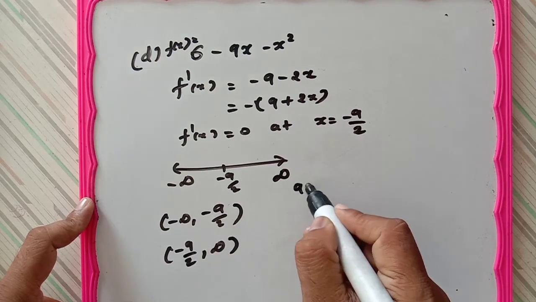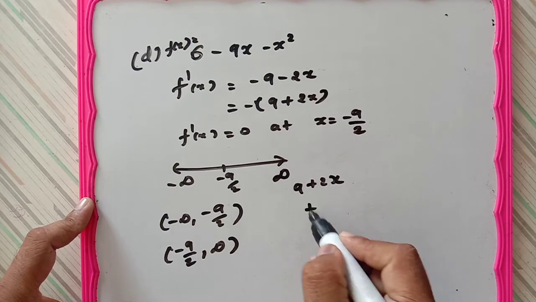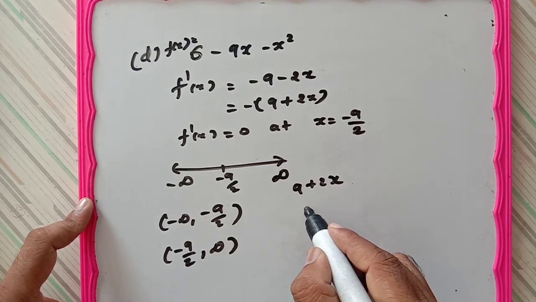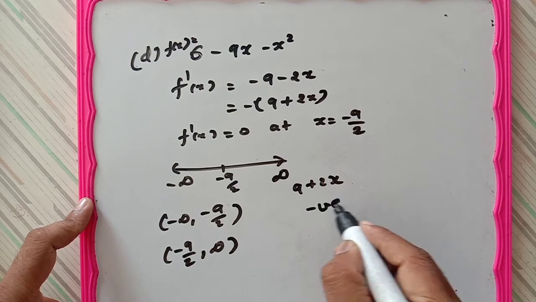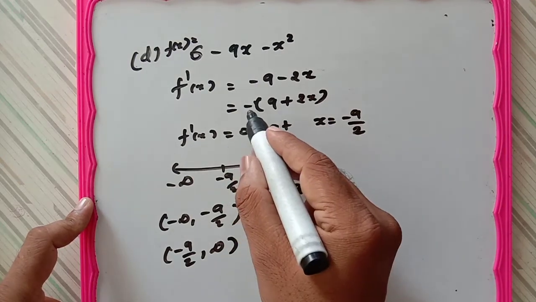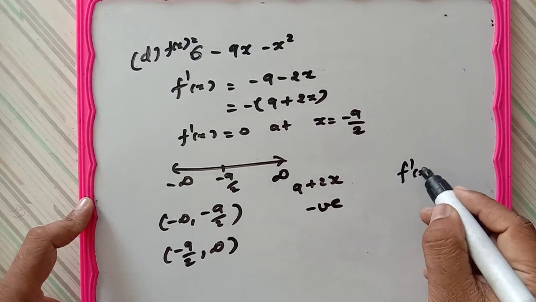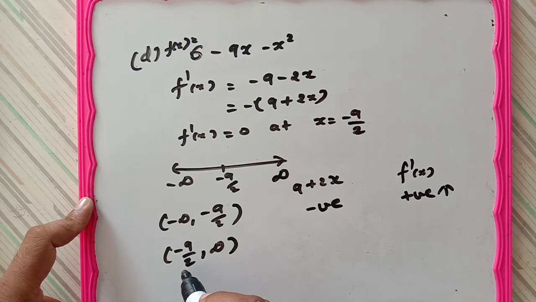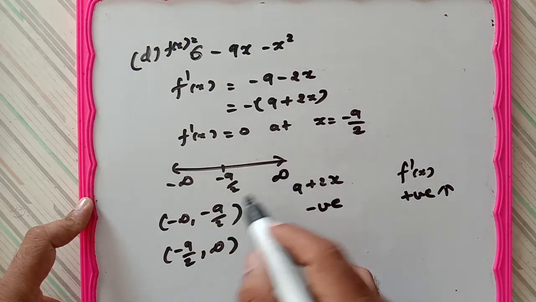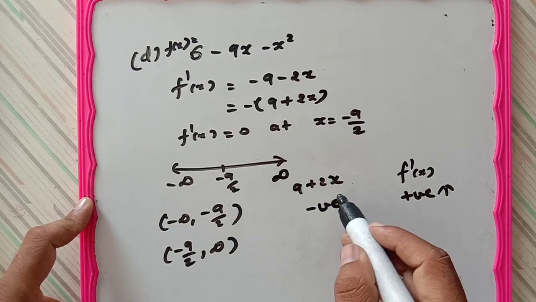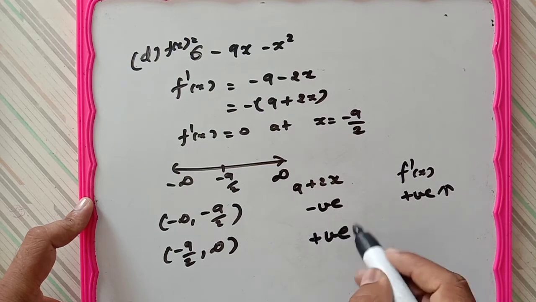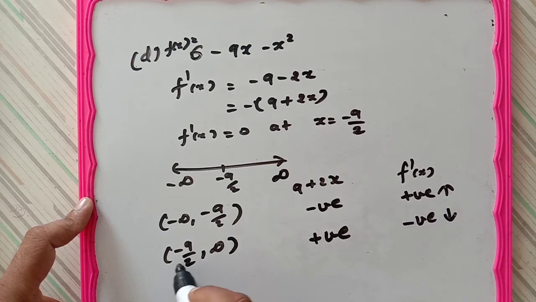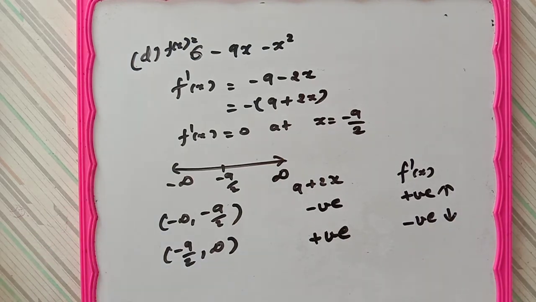So in this interval 9 plus 2x is negative. As it is negative and here negative is there, so f dash x will be positive, and so function is the increasing function, while minus 9 by 2 to infinity, 9 plus 2x is positive, but here minus sign is there, so f dash x is negative, and so in minus 9 by 2 to infinity it is decreasing function.